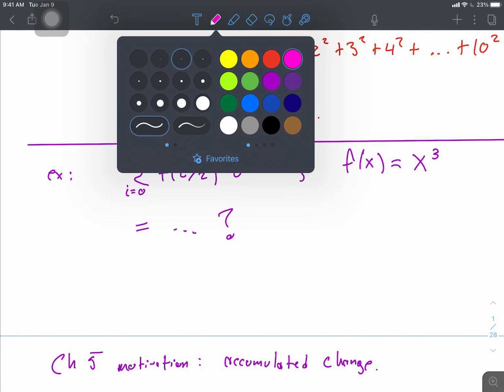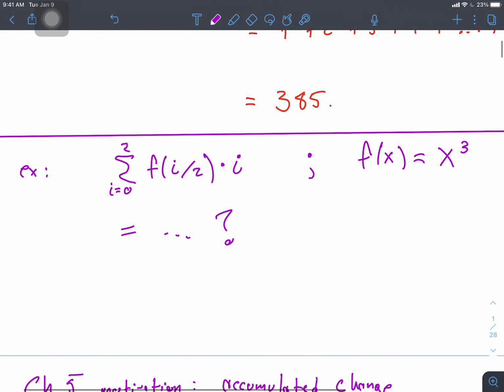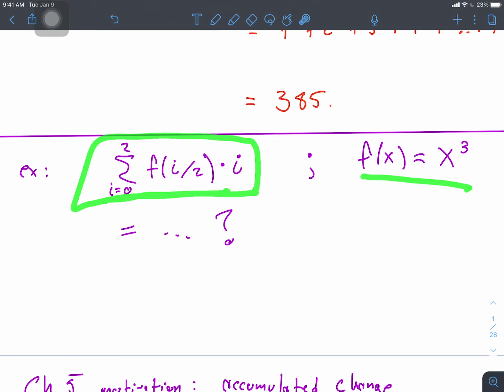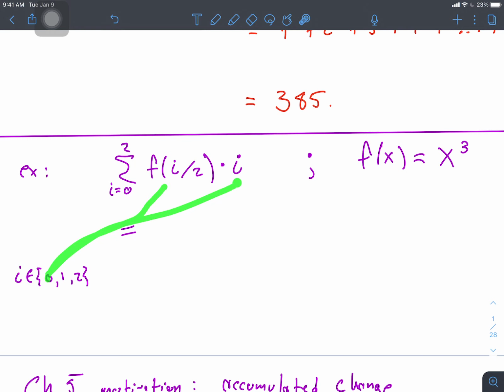Okay, so sometimes it's gonna be written in a little bit more general notation. Let's say we have a function, f of x equals x cubed. And I write the sum from i equals 0 to 2 of f of i over 2 times i. Let's see how we would do this. We're gonna take each whole number between 0 and 2, so i is gonna be either 0 or 1 or 2. What I need to do is take each of these numbers, plug them in for i, and then add it all up.